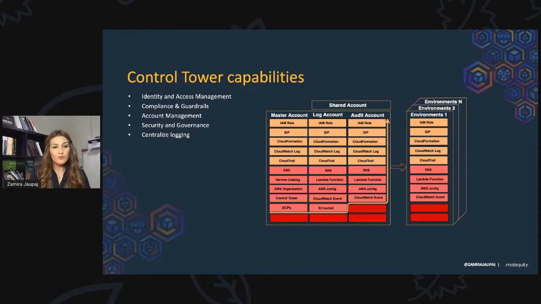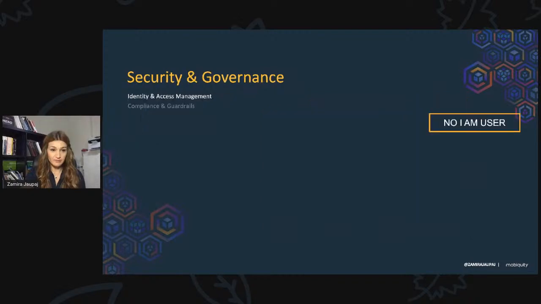So some important capabilities of Control Tower are: 1, identity and access management; 2, compliance and guardrails; 3, account management; 4, security and governance; and 5, centralized login. We really have to remember this, because when I set up all of these things, it was really painful. So I'm going to do a deep dive on all of this.